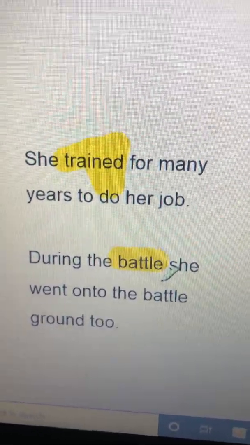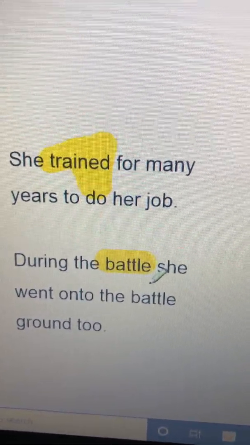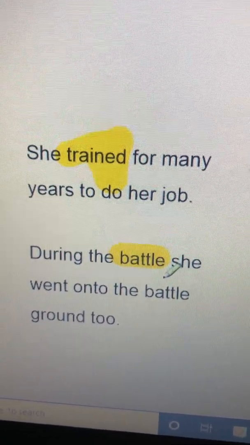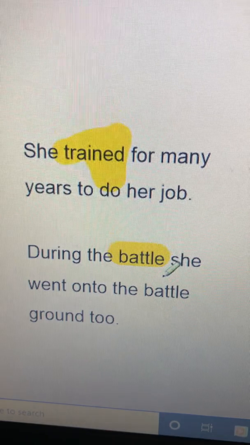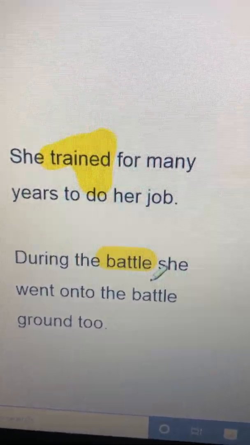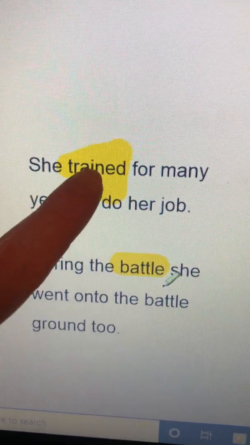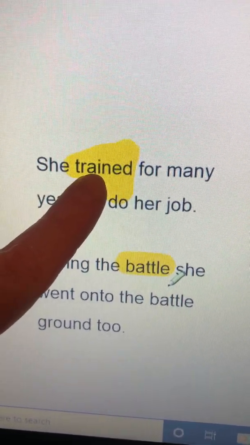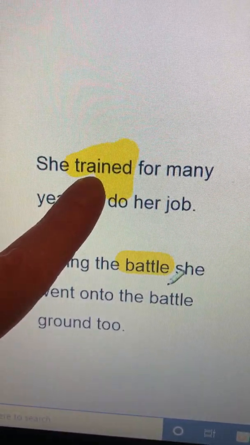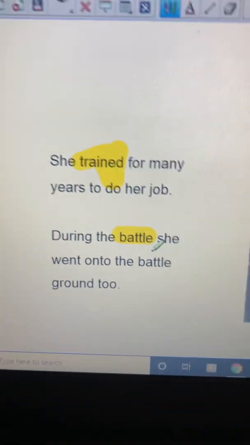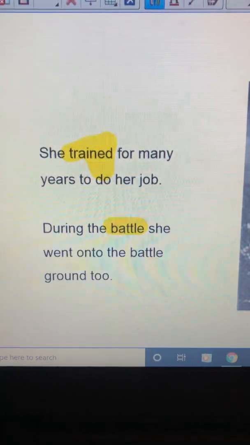Now I want us to start a little book of vocabulary. You can do this in your homework book or on a piece of lined paper, but what I would like you to do is write down the word trained and then write a sentence to say what that means. So I'm just going to show you what I mean on here now.